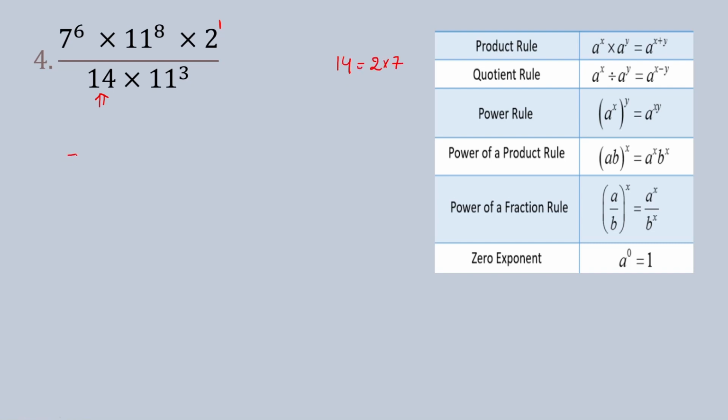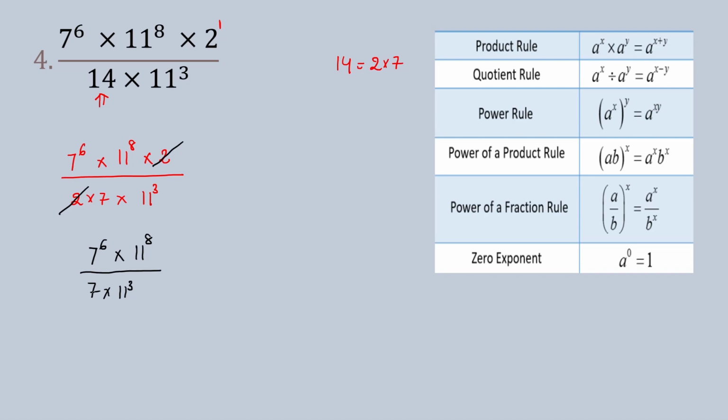Now change it, 7 raised to the power 6 into 11 raised to the power 8 into 2 divided by 2 into 7 into 11 raised to the power 3. As you can see, in numerator and denominator we have 2 exactly same, so we can cancel, right? Now rewrite it, 7 raised to the power 6, 11 raised to the power 8 whole upon 7 into 11 raised to the power 3.